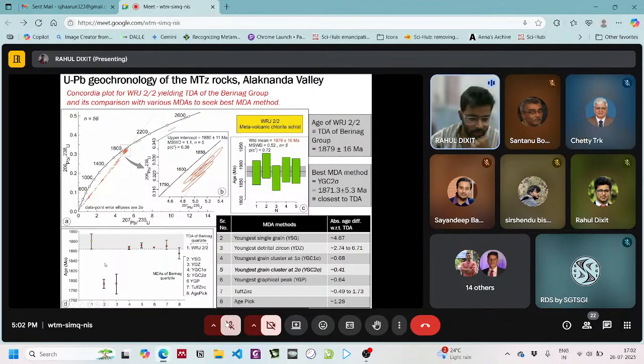So here it can be shown that this particular line represents the true depositional age obtained from the chloride schist, and these four methods, which are method number 4, that is YGC1, YGC2 sigma, method number 6 YGP, and method number 7 tough, give results which are within the uncertainty limits of the true depositional age, whereas these two methods, 2 and 3, are beyond the uncertainty.